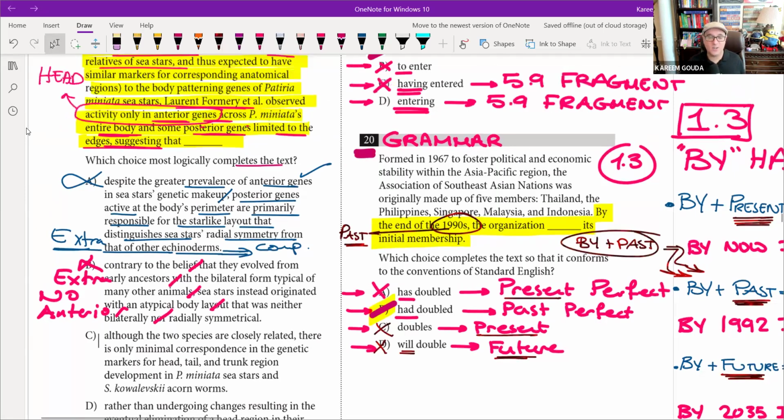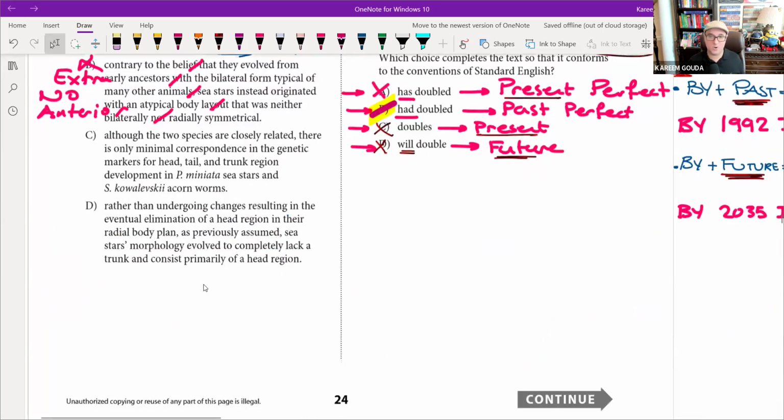Look at the sentence in yellow, the one we're supposed to focus on. It says there was activity only in anterior genes, some posterior genes, but mainly anterior genes. Answer B doesn't say anything about anterior or posterior. C: although the two species are closely related, there is only minimal correspondence in the genetic markers for head, tail, and trunk region. I can't see anterior or exterior, but it does say head, and that's anterior. So maybe right. Let's just leave it for now.